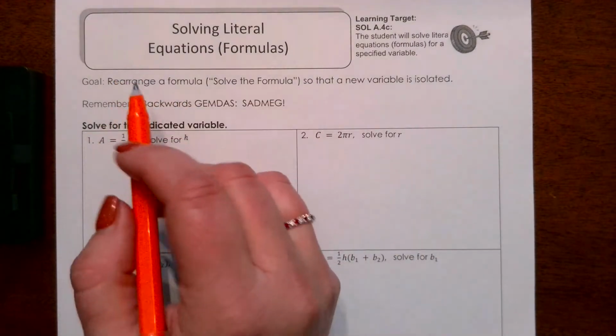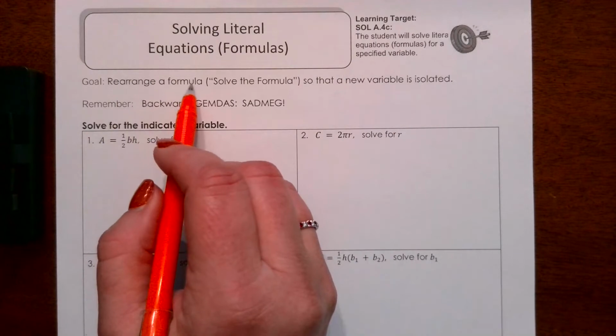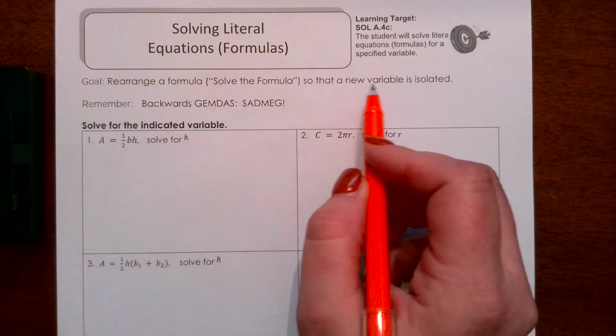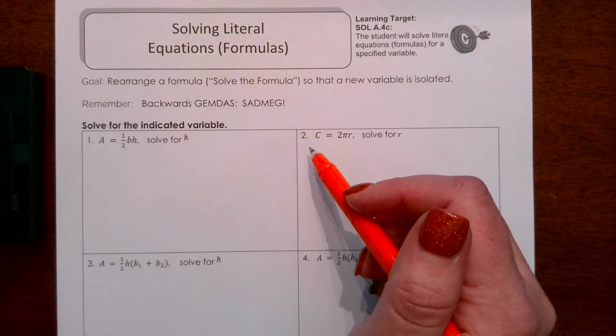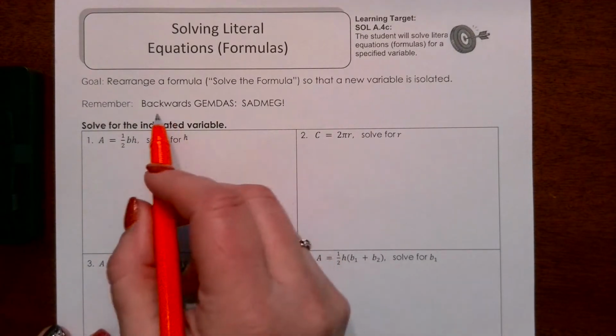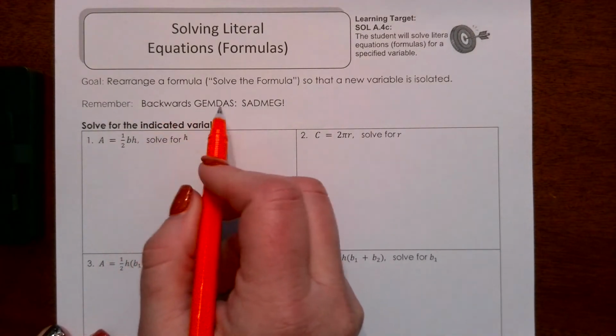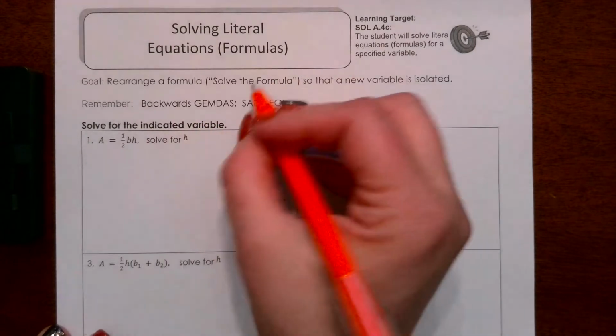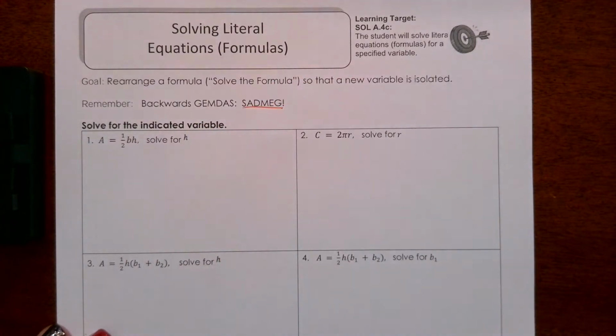The goal of solving literal equations is to rearrange a formula so that a new variable is isolated. As we solve these literal equations, we're going to remember our backwards GEMDAS, our backwards order of operations. We will think about poor sad Meg.